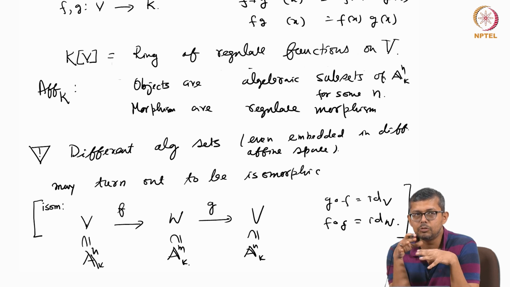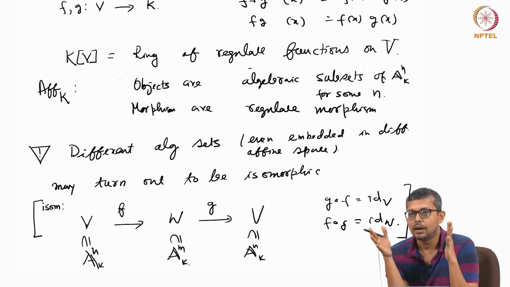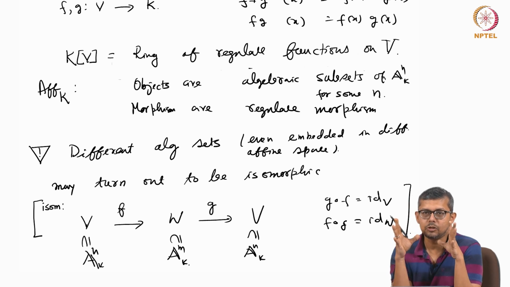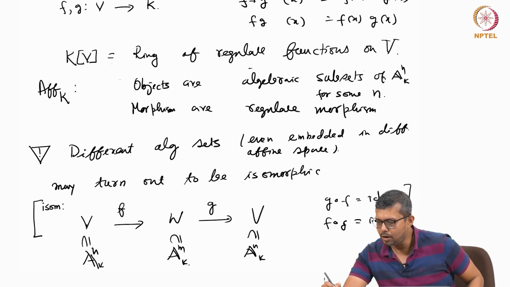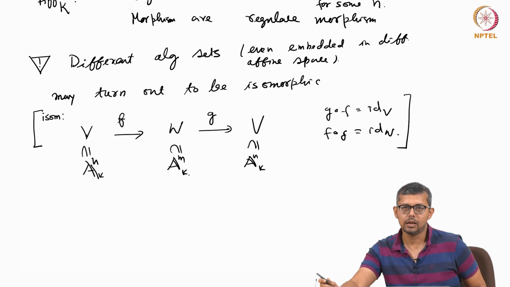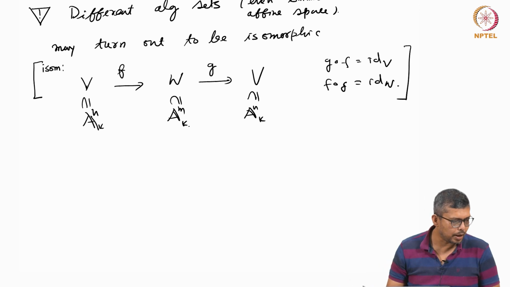So whatever definition you give of a variety should be embedding free. You should not start with "let X be a subset of"; when we start with a topological space, we do not say let X be a topological space in R^n. A topological space is itself an object, so it should not depend on embedding. That is one reason this definition needs a little tweak. We have to be a little more subtle. I will come to that now.